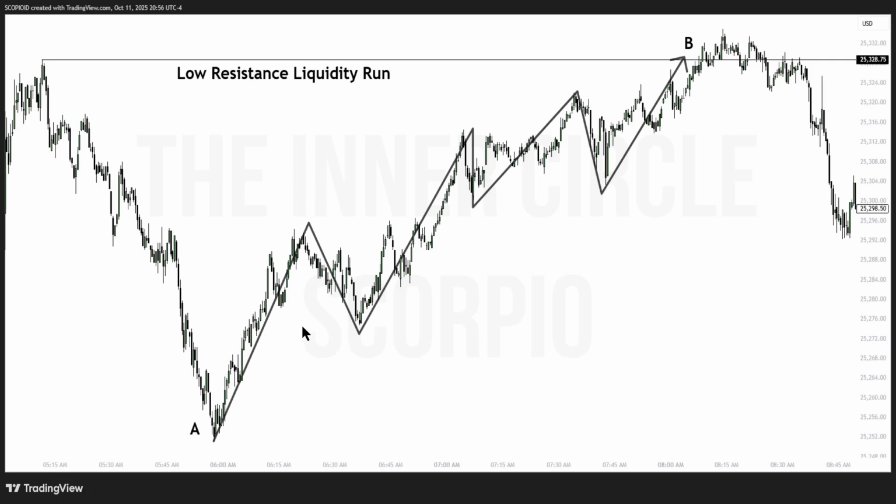So we would like to be in a trade where the resistance is low, so we can enter, and as soon as we enter we see no drawdown and we go up. It's not an ideal scenario, of course. We will see drawdown most of the time, but we want to be in an environment where we see the least amount of drawdown, which would be a low resistance liquidity run.